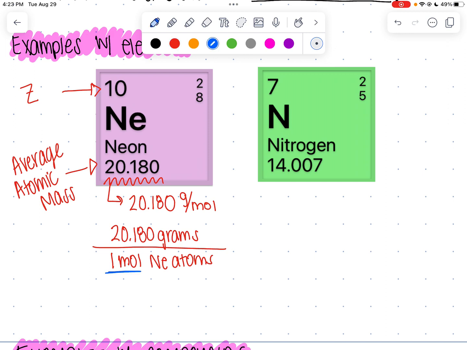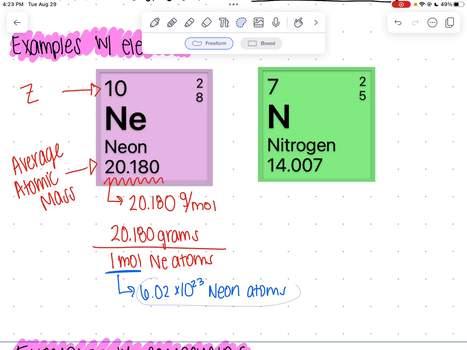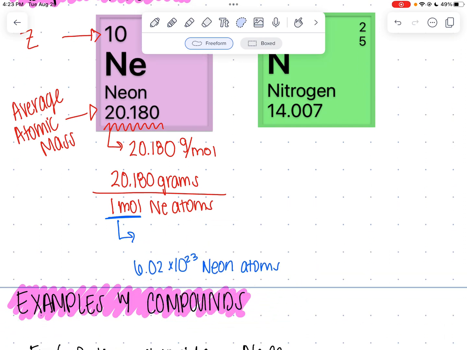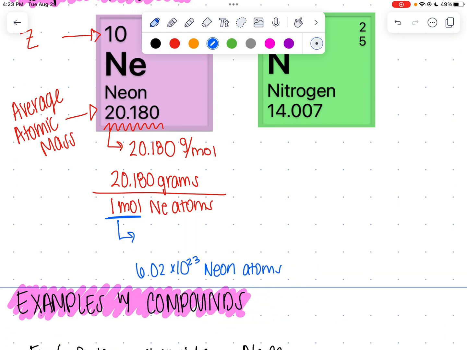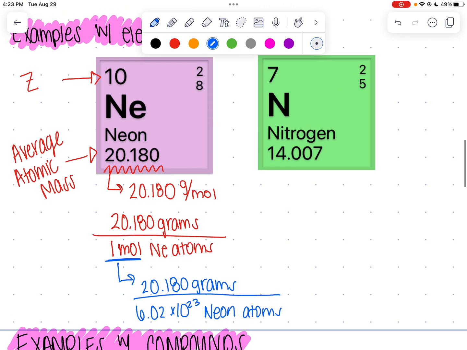And remember, just to hammer that home, 1 mole of neon atoms is 6.02 times 10 to the 23rd neon atoms. So the other way you could write this ratio is you could say, for 6.02 times 10 to the 23rd neon atoms, that would weigh 20.180 grams. Just another way of writing this. So hammering it home, this is the molar mass.